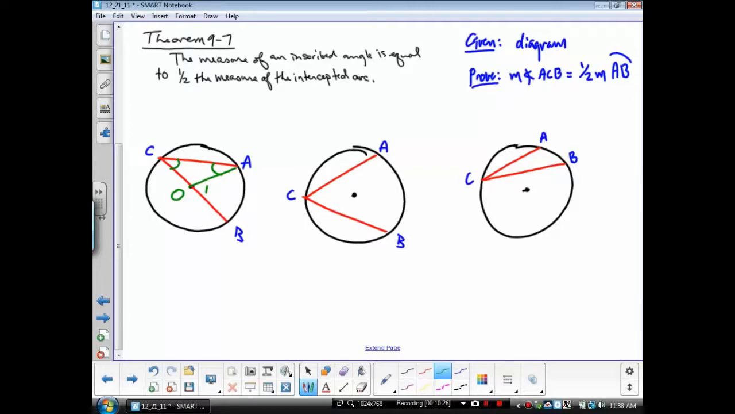Isosceles triangle because the radii are congruent, right? So here, I'm actually going to draw 3 radii, so to speak. I have a diameter and then these radii. So I know that all of these segments are congruent. I'm going to be talking about angle 1 and angle 2 in comparison with these angles for angle 1 and these angles for angle 2.